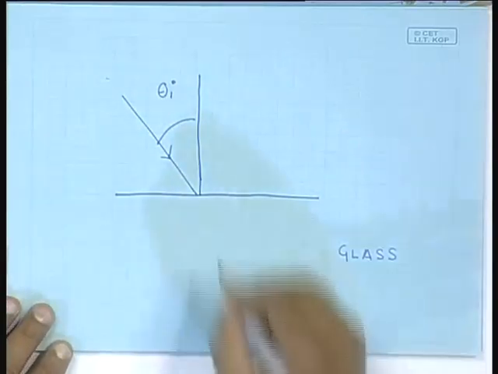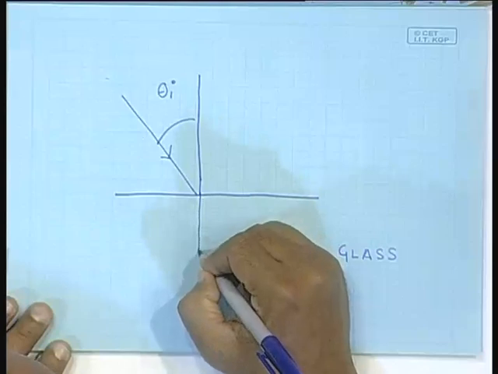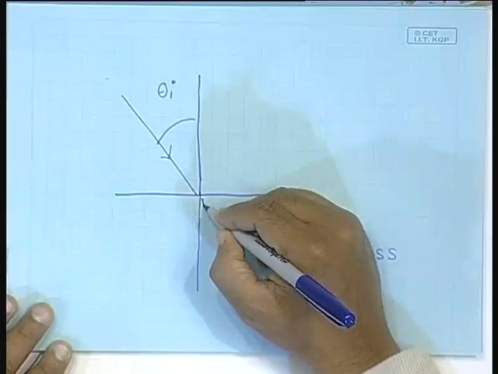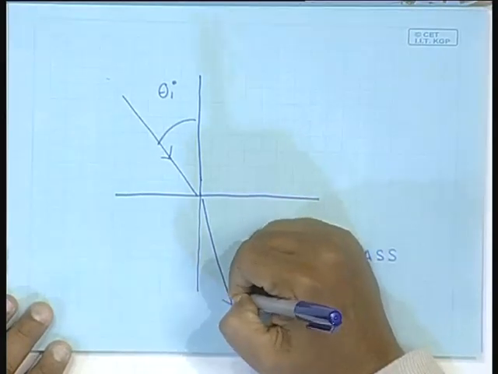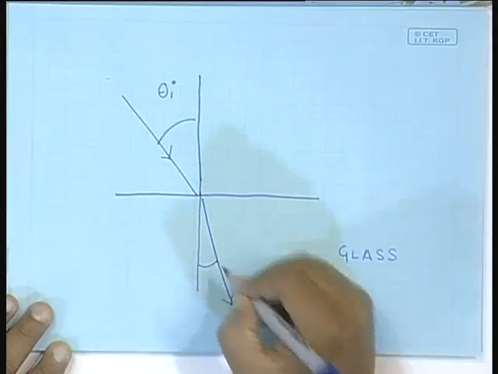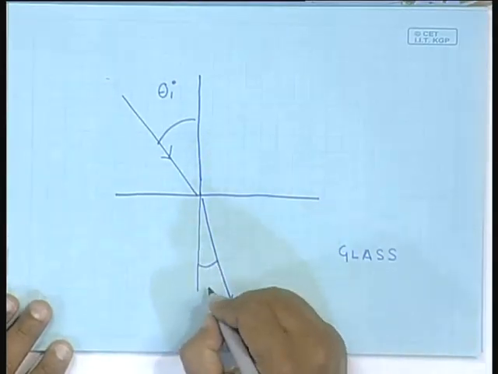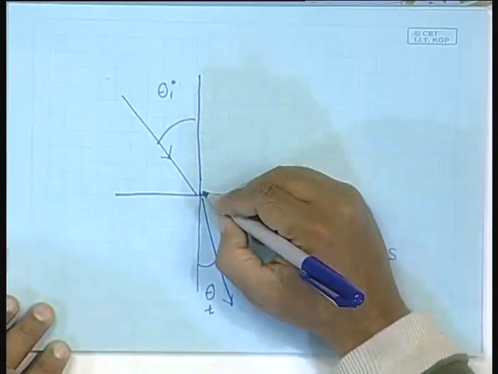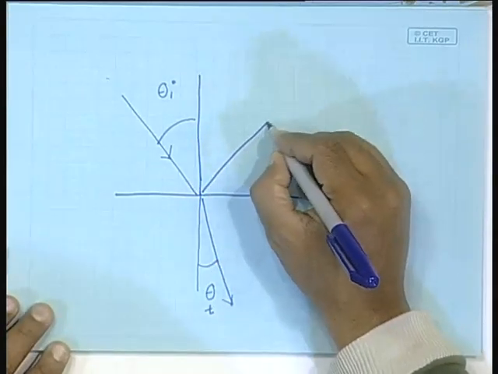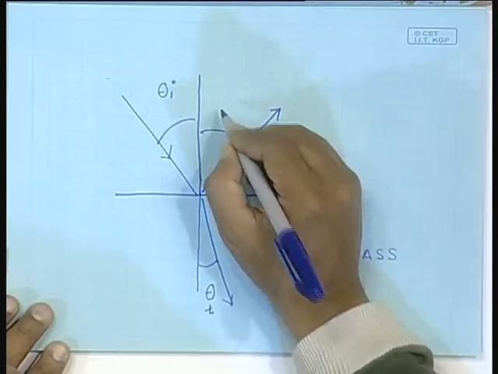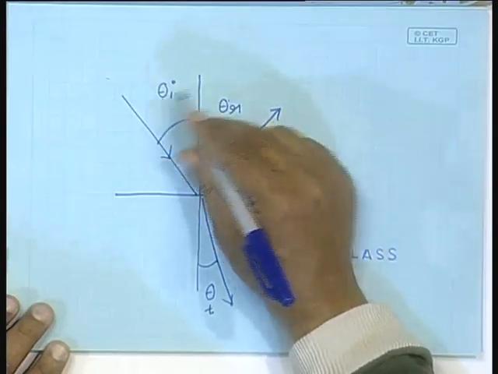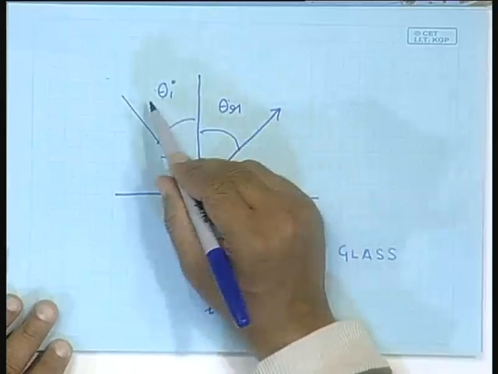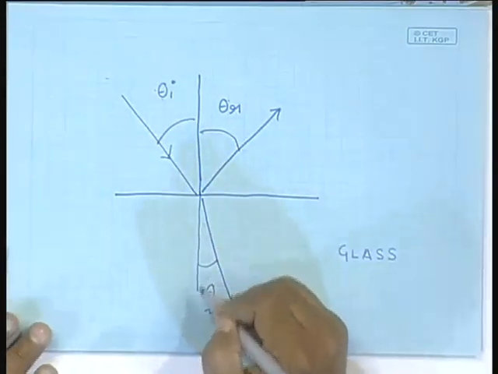Now, it is well known that a part of this light is going to be transmitted. So, we have a part of the light which is going to be transmitted, and the angle over here I am calling theta t, the angle of the transmitted light, and a part of it is going to be reflected, and this we are going to call theta r. Now, theta r and theta I are exactly identical. The incident and reflected light make the same angle to the normal, the transmitted angle is going to be different.